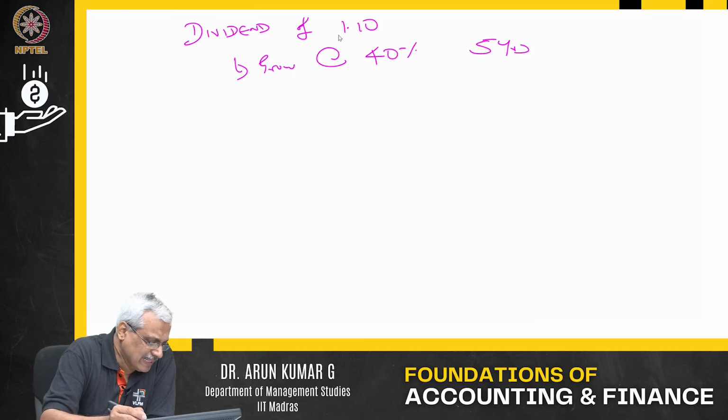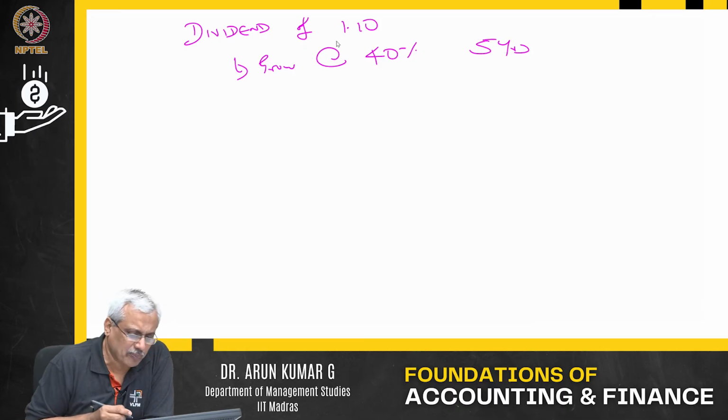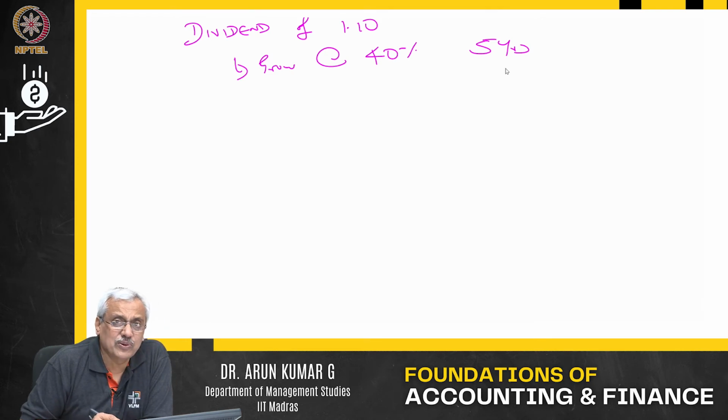So what is happening? It is giving me a dividend of 1.10. It is expected to grow at 40% for the next 5 years. So what is going to be the future value of this dividend? What is the kind of money that I am going to have at the end of 5 years?